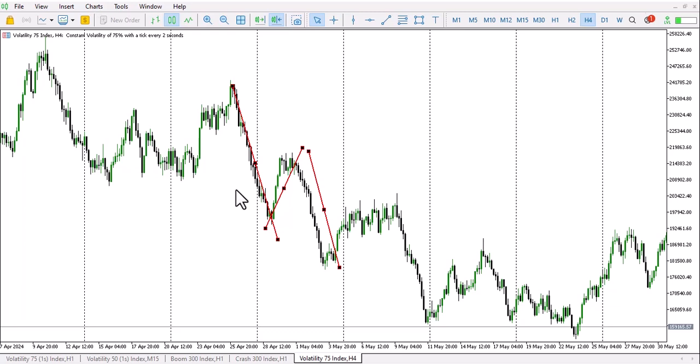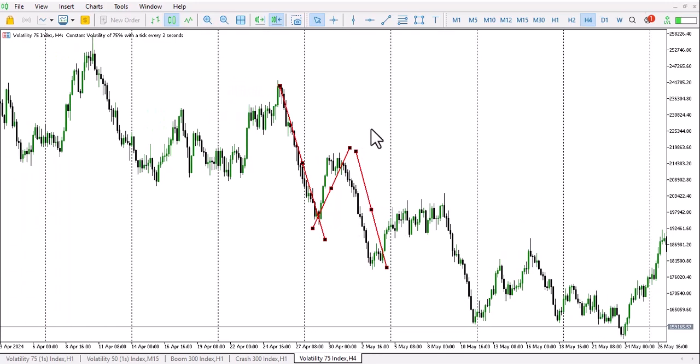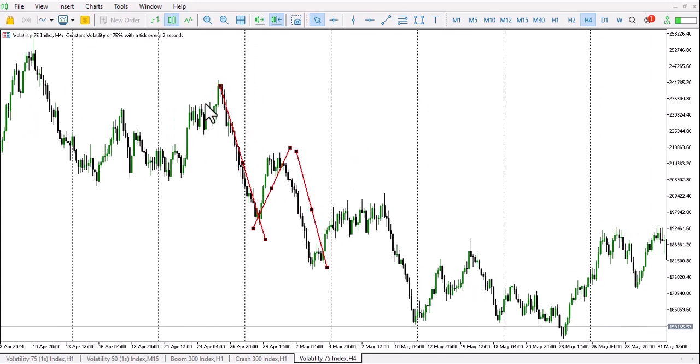So how do you do that? You are going to understand that you have higher highs and higher lows, and you have lower highs and lower lows. If it's a downtrend, this is a high and this is a lower high, lower high, lower high, and these on the downside are lower lows, lower lows, lower lows.